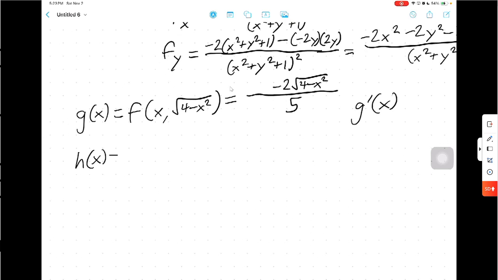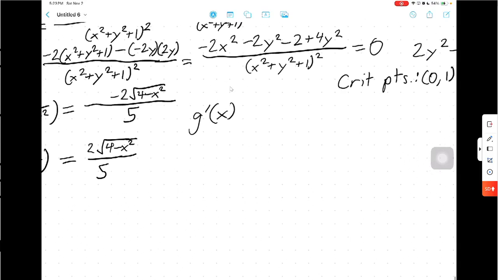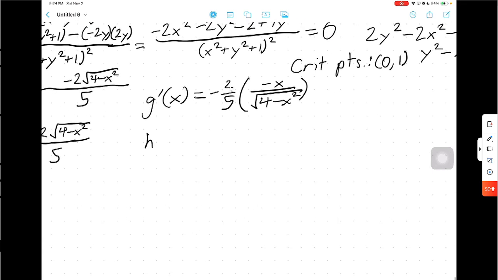And h of x, which is just f of x negative squared, we're going to get a similar 5 on the top, but then on the bottom, we're going to get 2 times this. G prime of x is just going to be -2/5 times -x over root 4 minus x squared. It's just 1 over 2 root x times the derivative of the inside, which is just -2x. And the same thing, but with 2/5.